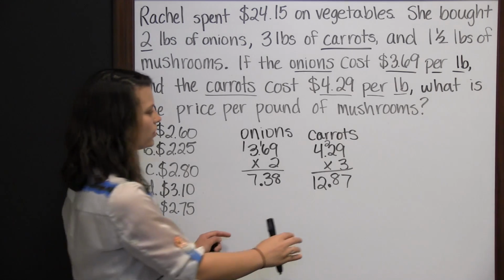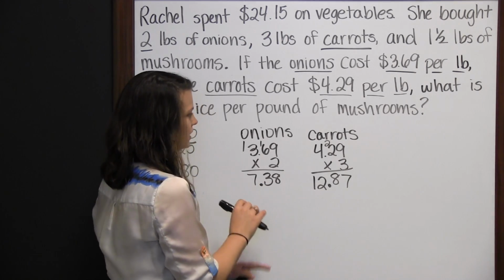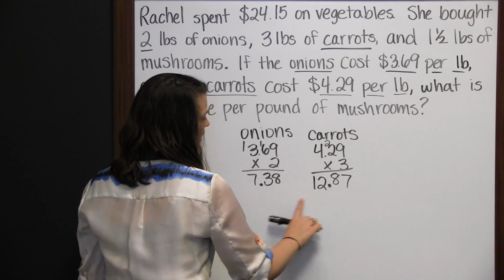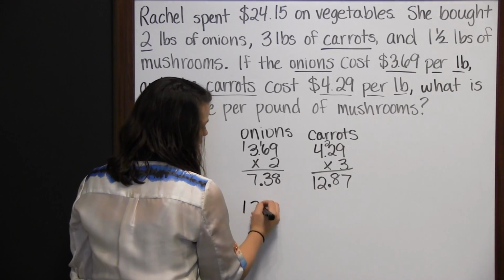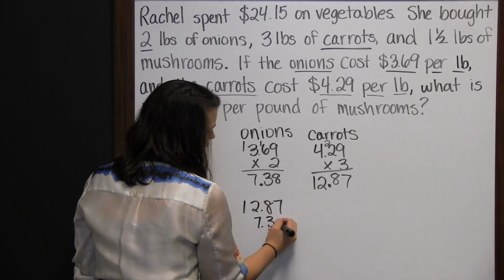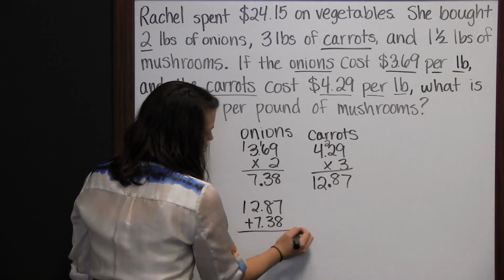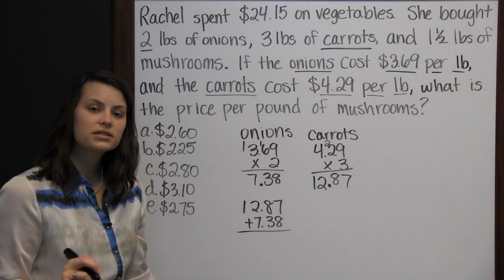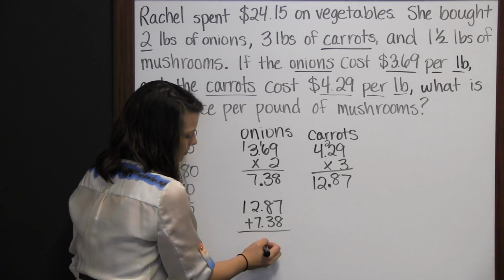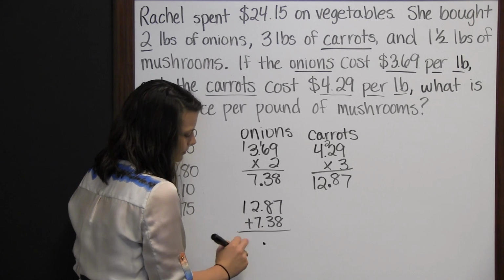And so now I'm going to find the total spent on onions and carrots. So that means I'm just going to add these two values together. So $12.87 plus $7.38. Make sure that when you add or subtract decimals that you line those decimals up. So we can go ahead and bring that down right now.